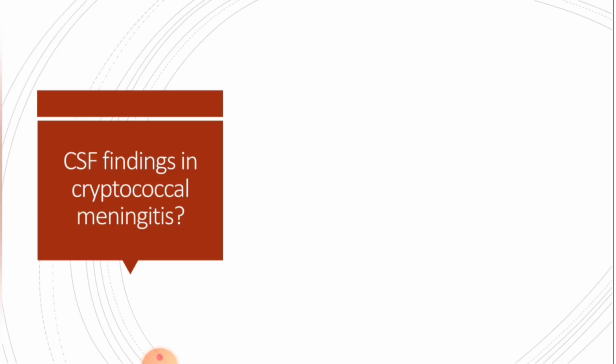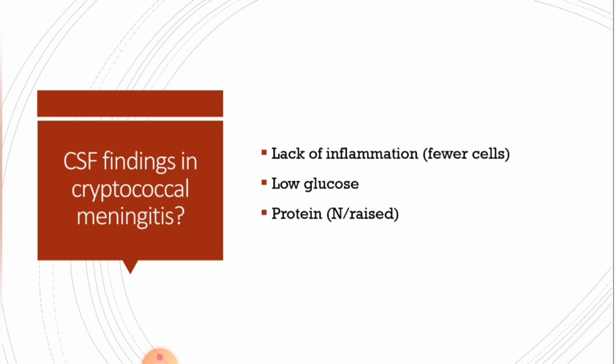So what are the CSF findings in cryptococcal meningitis? The basic thing is there will be a lack of inflammation. Very few cells will be seen, and the patient usually has low glucose. Protein can be normal or slightly raised.